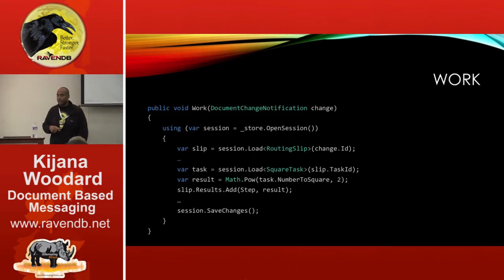This is basically checking to see whether this particular worker actually cares about this document. That's what happens in there. If it does, then it loads the task and does, in this case, this little squaring operation. It does its business work. And then it adds some results to the routing slip and saves changes. It's done.